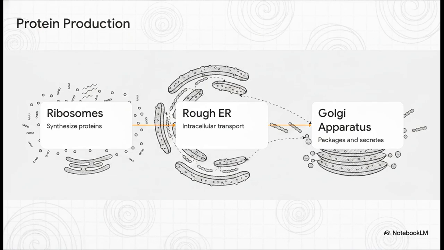Stepping outside headquarters, we hit the cell's primary assembly line. First, we have ribosomes, those tiny non-membranous structures, working hard to synthesize fresh proteins. Then, those brand new proteins catch a ride on the transport network of the rough endoplasmic reticulum, or rough ER. Oh, quick side note, there's actually also a smooth ER without ribosomes that handles lipid manufacturing instead. But back to our proteins, they finally arrive at the Golgi apparatus. This is the factory's shipping department. It packages everything up and secretes these materials to wherever they're needed in the body.